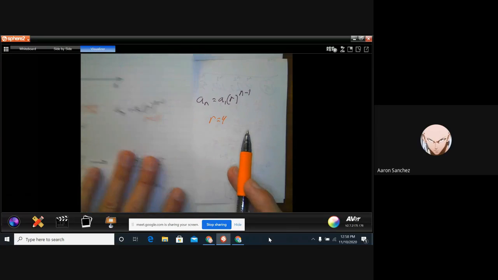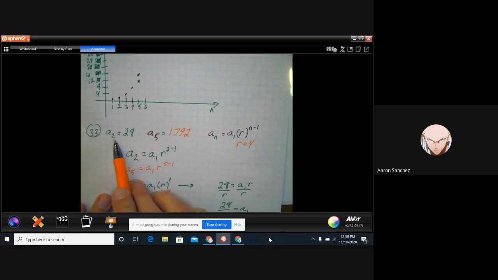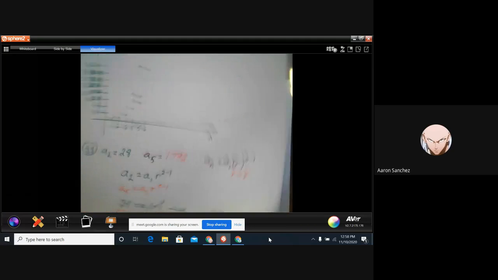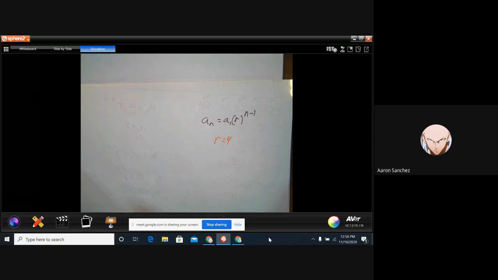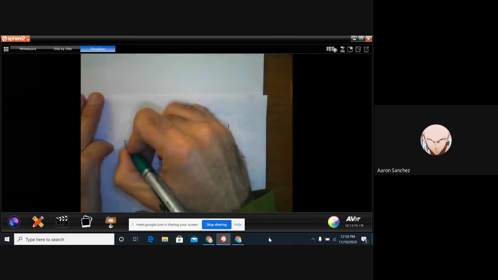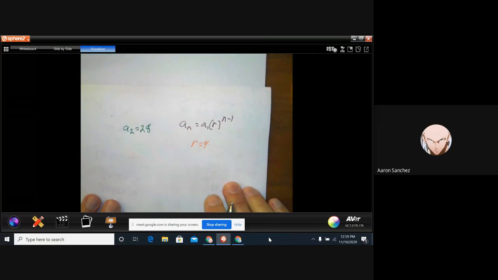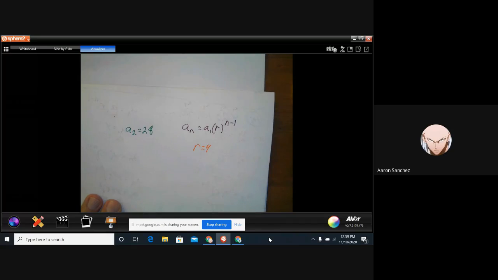So you pick a point. I'm going to pick this one because it's smaller. A to the 2 equals 28. This is what we did on the last one, so we're going to use this point. I'm going to say a to the 2 equals 28. Then we just plug in everything except for our r. Remember, a to the 2 we're going to put in here.